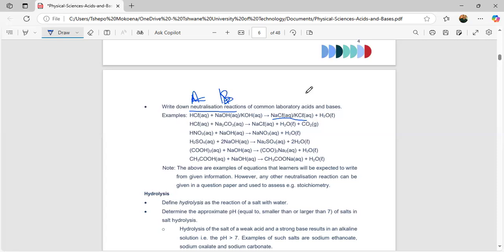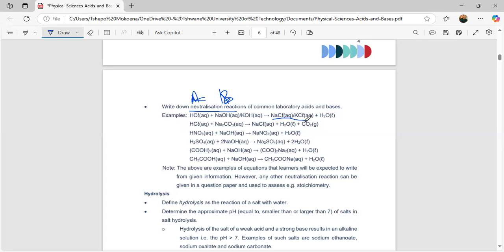Sometimes we form water, sometimes we form carbon dioxide. Most of the time, like I said, it depends on the type of acid and base that are reacting together. So we form water. The reason why we have water is because we are neutralizing. It's a neutralization reaction. So when an acid reacts with a base, it forms water.